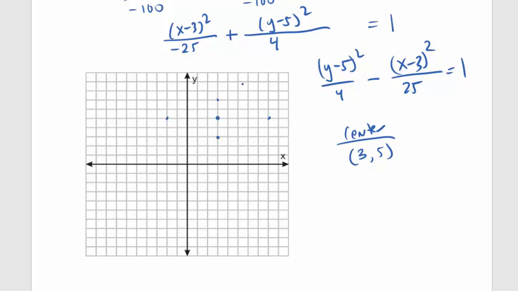Okay, got my rectangle there, so now I'm going to go ahead and draw that in with dotted lines. Okay, once I've got that, I'm ready to draw my asymptotes. So I'm just going through the diagonals here.